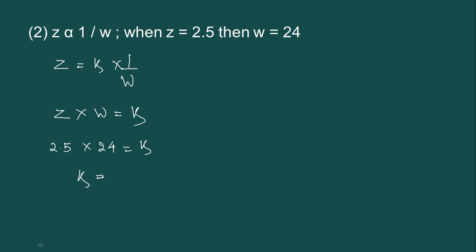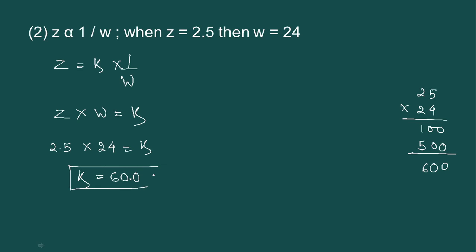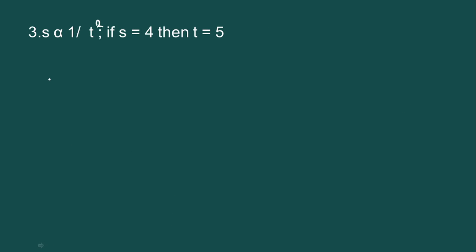Now if you multiply 25 and 24, let's multiply this 25 into 24, what we are going to get? 25 twos will be 50. So 0, 0 and 600. 25 into 24 is nothing but 600 and give the decimal, 60. So the value of k you got it as 60. Now let's put it into the equation and get the equation of variation. So z into w is nothing but 60.